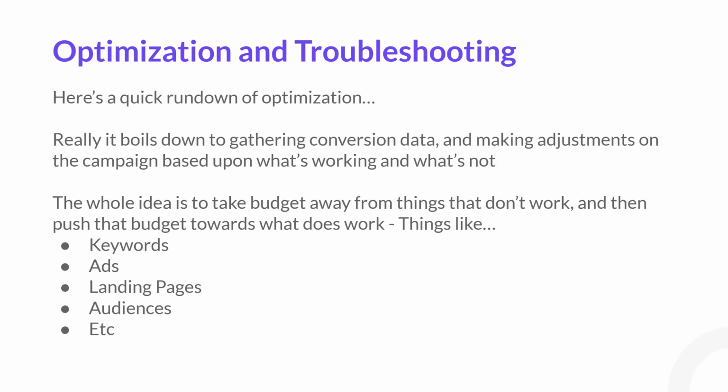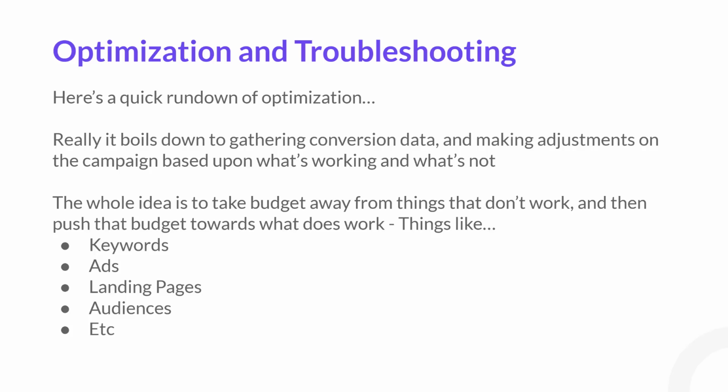And while in this video, I'm not going to get in the weeds about optimization and different things you can optimize, I just want to do a really quick rundown of optimization so you understand it at a high level. And really optimizing a Google Ads campaign boils down to gathering conversion data, so getting clicks, getting leads, and making adjustments on the campaign based upon what is working and what is not working. So the whole idea is to take budget away from things that don't work and then push that budget towards what does work. So this includes looking at things like keywords, ads, landing pages, audiences, locations, et cetera, et cetera.